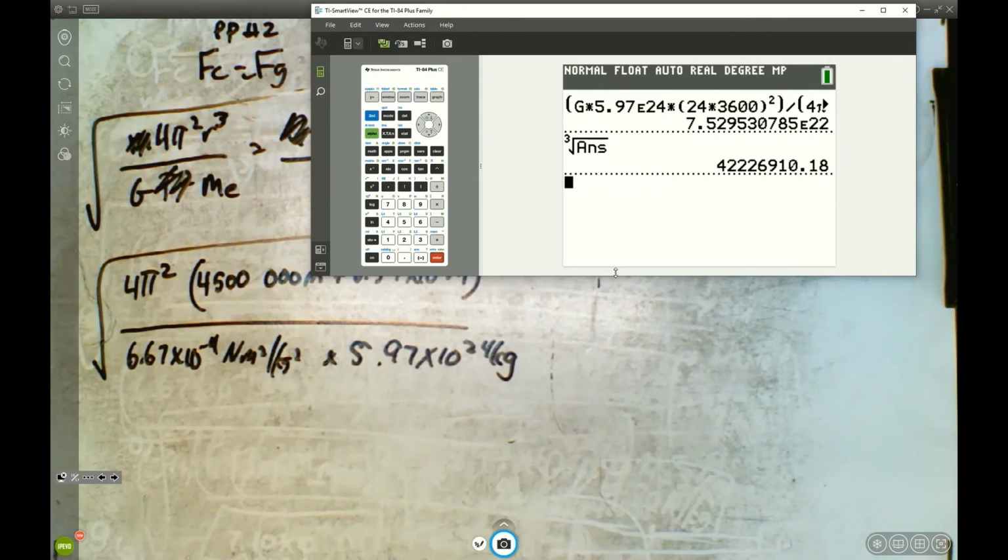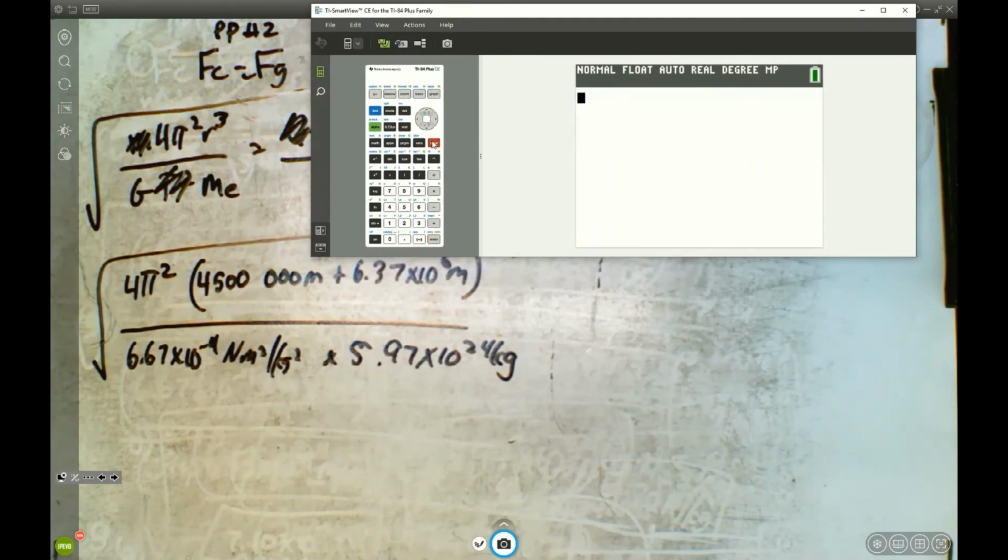There's not enough room. There we go. Ready to go. So I start my bracket. I'll go 4 pi squared, and then I'll multiply it, open another bracket, 4,500 plus 3 zeros, add it to 6.37 times 10 to the 6, and then to cube it, I can push math 3, and that'll put a cube on there, and then I'll close my bracket.